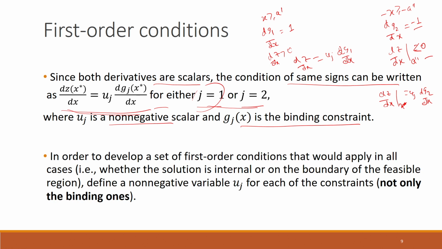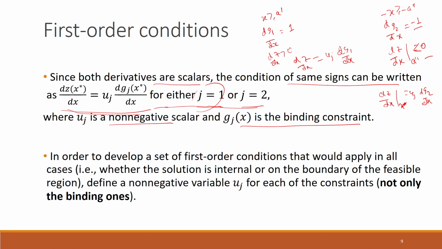Now note that in this case it is for either j equal to 1 or j equal to 2, okay. So both of these two will not hold together, but in order to develop a set of first order conditions that will apply in all the cases, we had seen three kinds of cases. One is that the optimal solution is lying at an internal point, okay, it is neither at either of the two boundaries. So there we had seen the derivative of the function is equal to 0 at the optimal point, and then we had taken a look at these two cases. In one of these cases the optimal solution was at x equal to a dash, and in the other one it was at x equal to a double dash, okay.